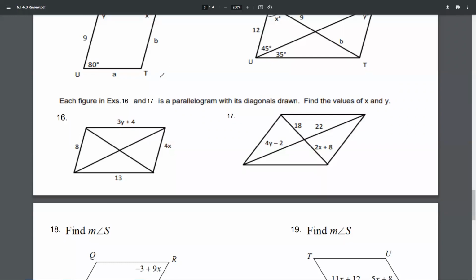Okay, opposite sides are equal. Right? So on this one, we're going to do 4x equals 8. Divide both sides by 4, you get x equals 2. You can plug it in. So it's good. Okay, and the other one, 3y plus 4 equals 13. Right? Opposite sides are equal. Minus 4, you get 3y equals 9. Divide by 3, you get y equals 3. 3 times 3 is 9, plus 4 is 13.